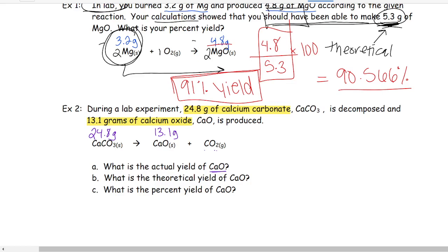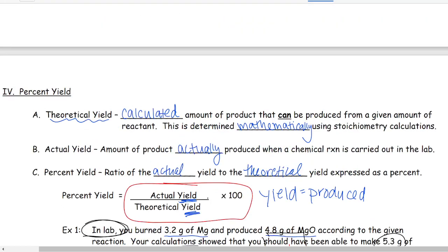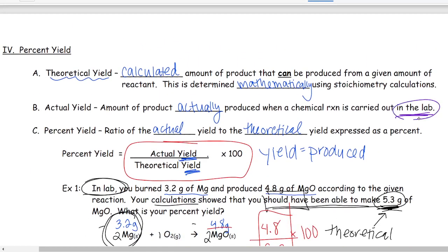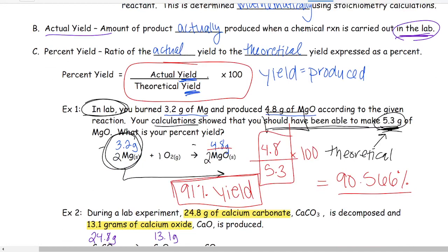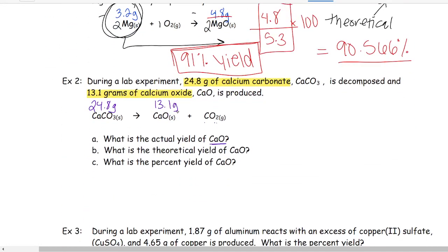Yes, 13.1, because remember that actual yield is just talking about what happens in lab. So if you see that key phrase in lab, that is hinting that it is actual yield. Here, it tells me during a lab experiment this was decomposed, and this is what I got. So 13.1 grams of calcium oxide is my actual yield.